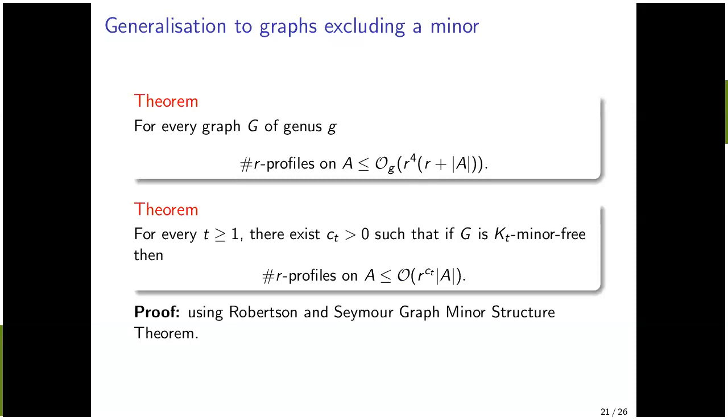Okay, and we can also generalize it to K_t minor free graphs. So for every t, there exists a constant c_t which depends only on t, such that for every K_t minor free graph G, for every set A of vertices, for every r, the number of r-profiles on A is big O of r to the c_t times |A|. So the profile complexity, and so the neighborhood complexity, of K_t minor free graphs is at most polynomial in r. And here the proof uses the Robertson-Seymour graph minor structure theorem. So the constant c_t is not very explicit.